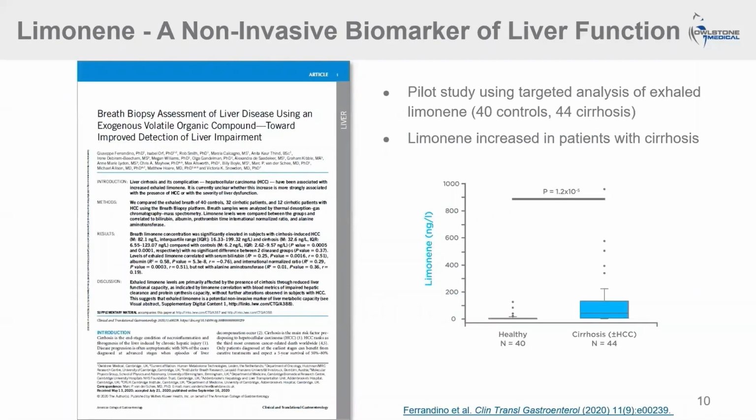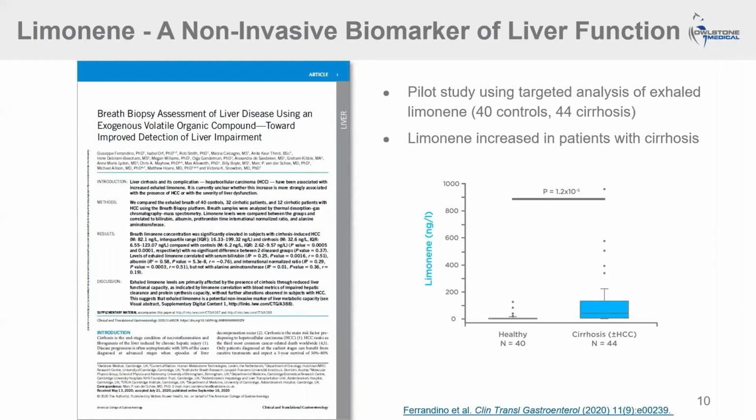We wanted to independently validate the results from the literature. To do so, we ran a pilot study utilizing an independent population drawn from Owlstone Medical's pan-cancer study. This is a prospective cross-sectional case control study involving a range of cancer types, including liver cancer. Using TD-GCMS, limonene was targeted for identification and quantified by comparison to a limonene standard curve.